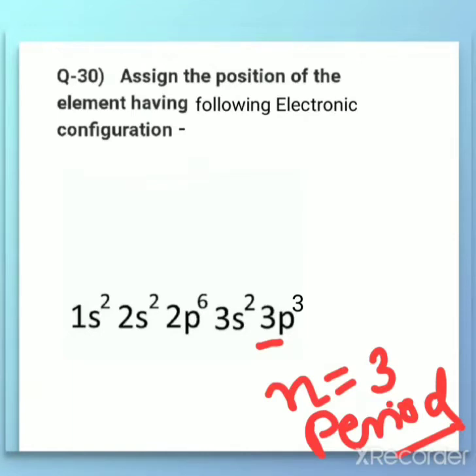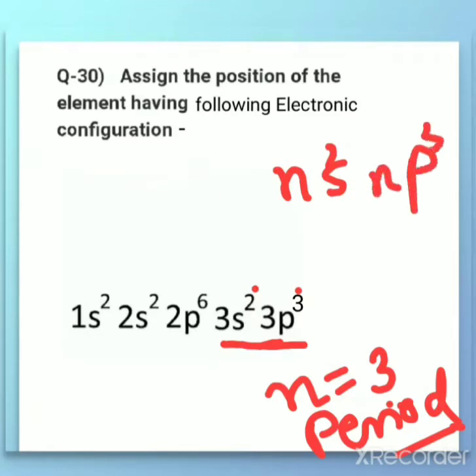When you look at the outermost electrons, that is the valence electrons, it is 3s2, 3p3. That means the general configuration can be written as ns2, np3. Since the outermost electron is in the p orbital, therefore it belongs to the p block. Here ns2 np3, it belongs to which group? Because in the p block the groups start from group 13.